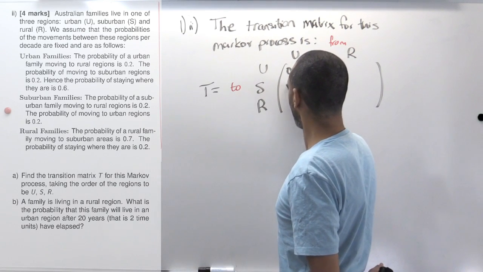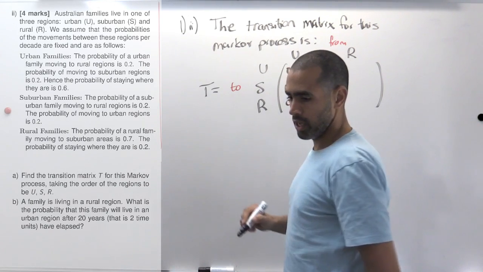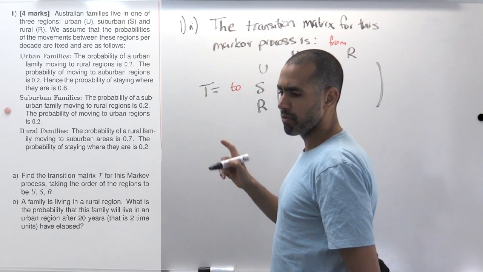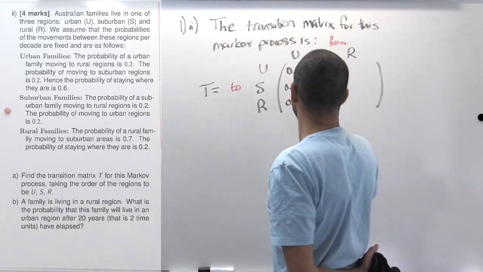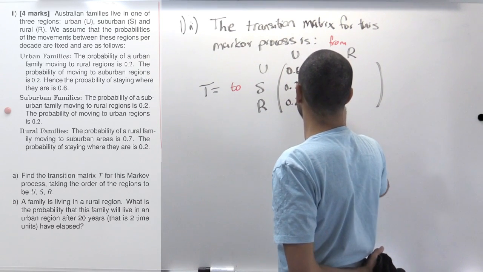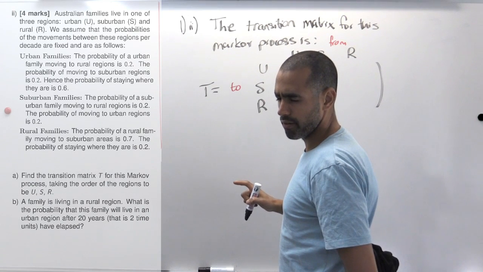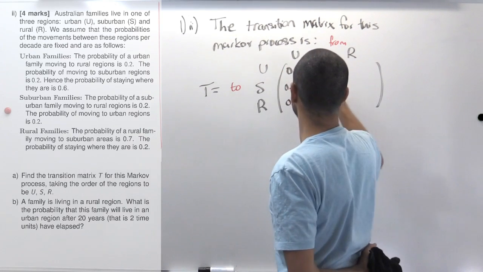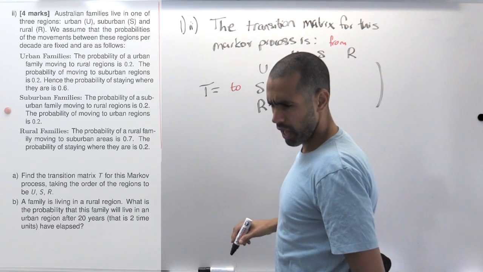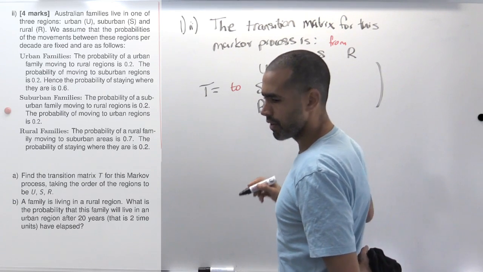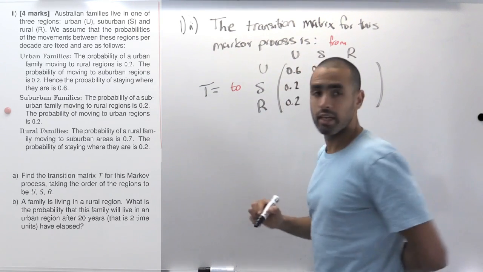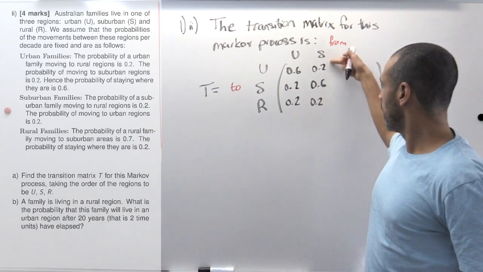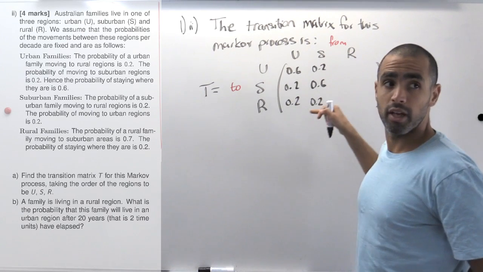Brilliant. So I'll fill in the rest of them just by reading what the question says. The probability of a suburban family moving to a rural region is 0.2. The probability of a suburban family moving to an urban region is again 0.2. And hence the probability of a suburban family staying in suburbia is 0.6, because the sum of the elements in a column has to be 1.